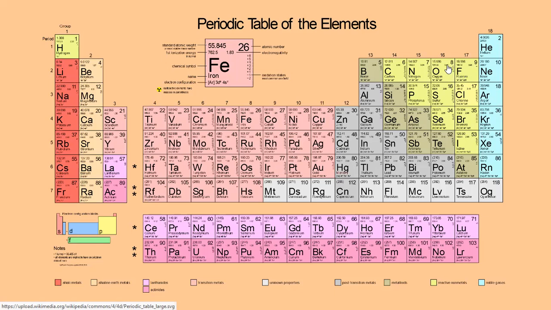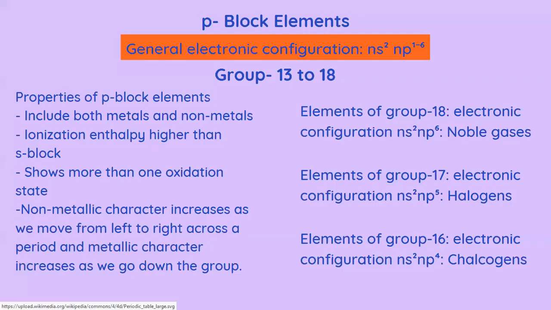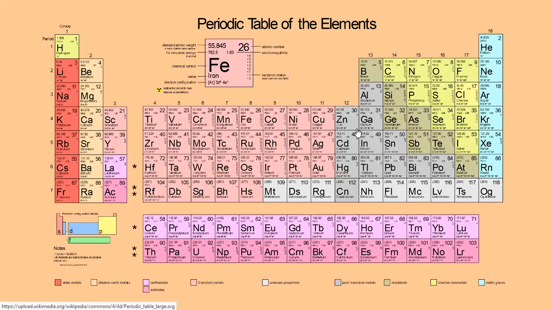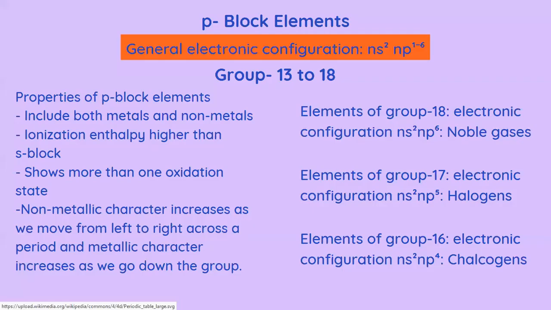Whereas group 16, oxygen, sulfur, selenium, tellurium, polonium, and livermorium, has the outermost electronic configuration ns2 np4, and they are called chalcogens. Now the properties, they include both metals and non-metals. Actually, if you notice, you have metals over here, you have non-metals over here. You have the special group of elements called metalloids in between. About the properties of metals, non-metals, and metalloids, we'll be doing it in a different video.